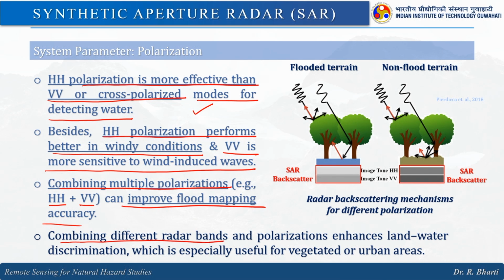Combining different radar bands is also helpful. Polarization enhances land water discrimination, which is especially useful for vegetated and urban areas. So, not only C band or L band or P band, you can also refer to different microwave data sets which are available from different sensors, and if fortunately those are available for your study area measured at the same time, then you combine them and together it will be more useful, right.